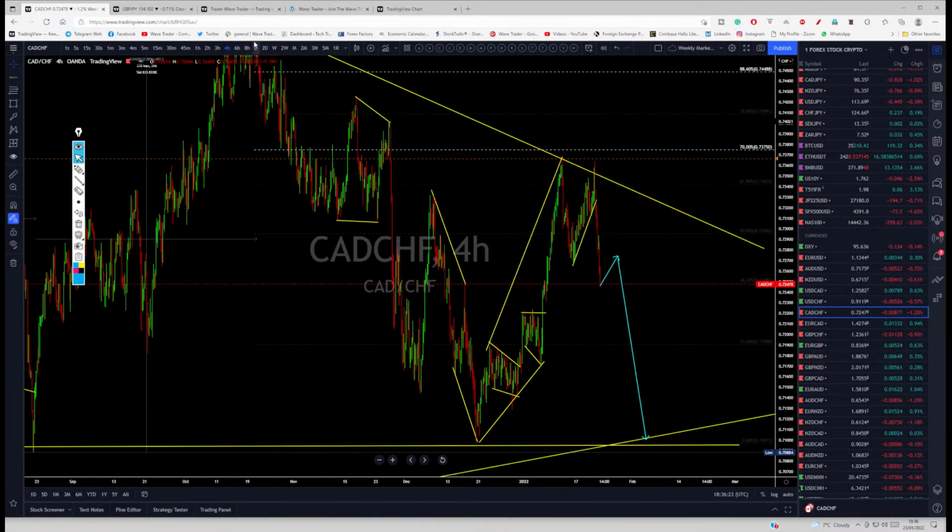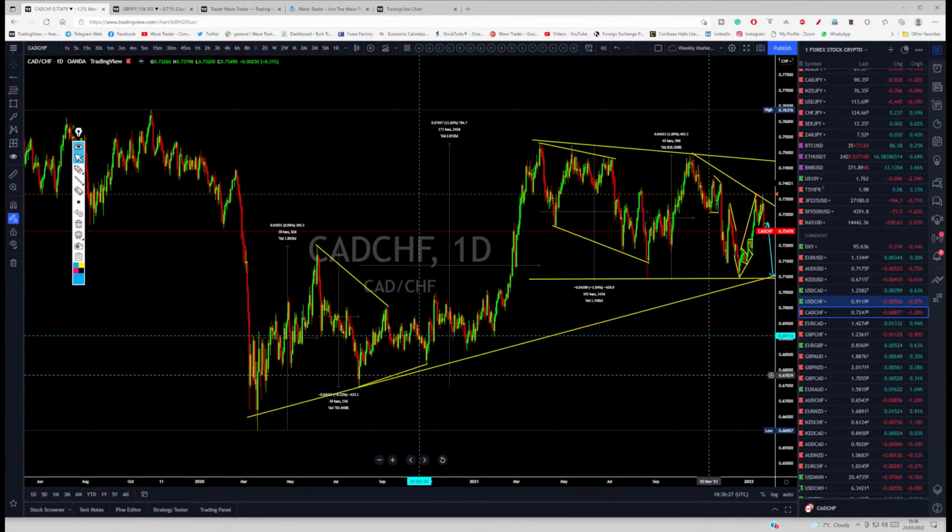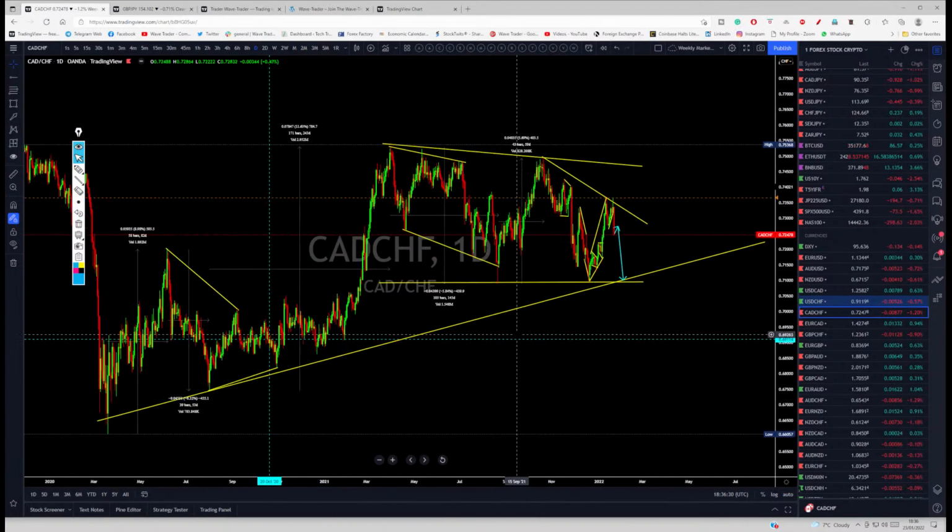So CAD Swiss franc is also dropping. Okay, last week we were expecting it to correct on the 4-hour time frame and then drag.